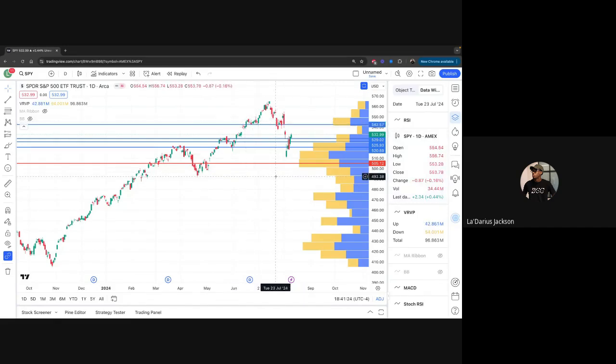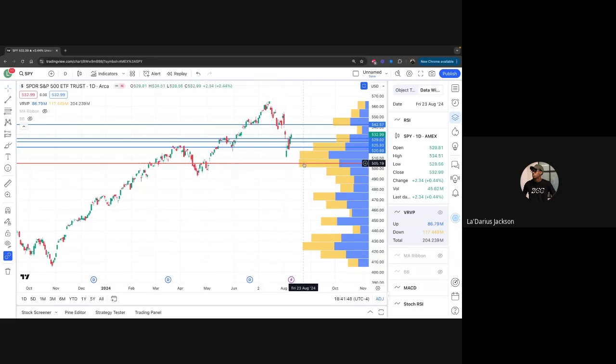So again, the VRVP is extremely helpful in the fact that it can adjust regardless of whatever time frame you're looking at: daily, weekly, monthly, 4 hour, 5 minute, 1 minute. It adjusts based on what you're looking at. Also, if you're looking at these nodes and you're wondering where the most volume is, the most volume is going to be along this red line. That red line is called the POC. That's the point of control.